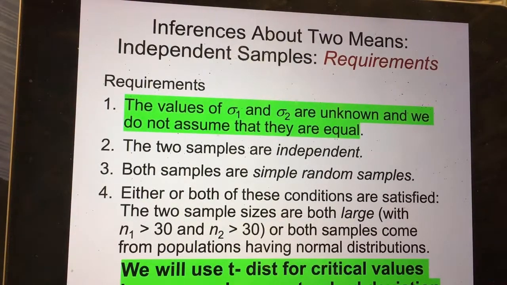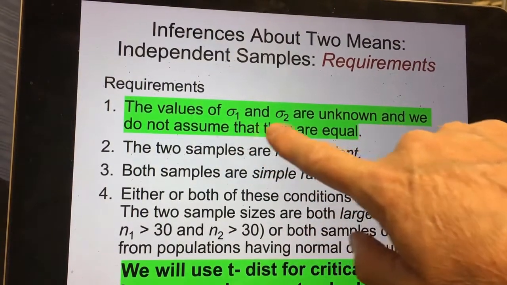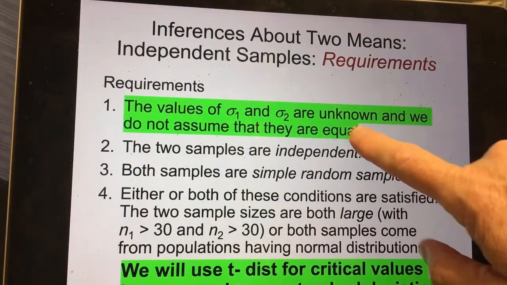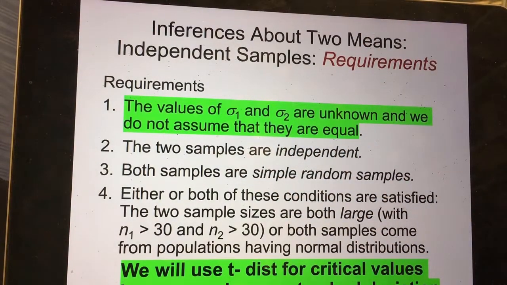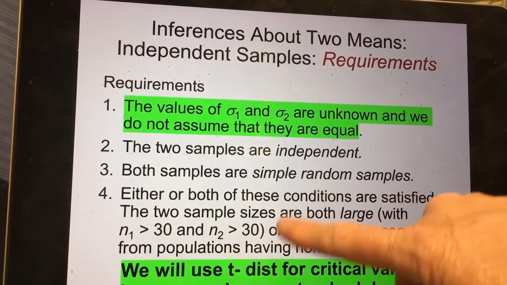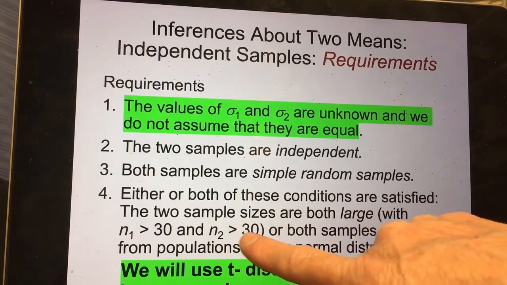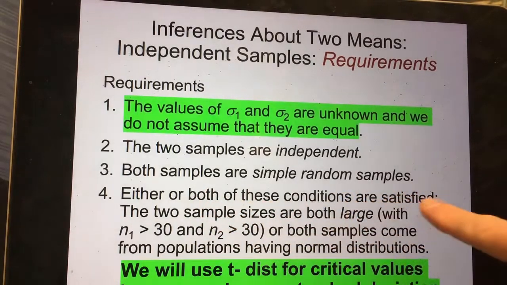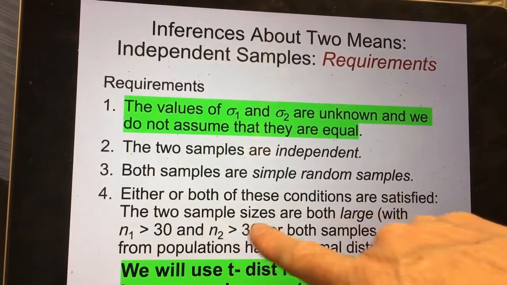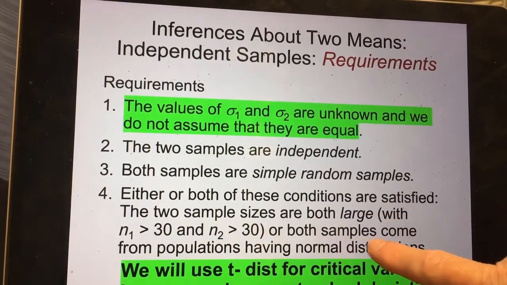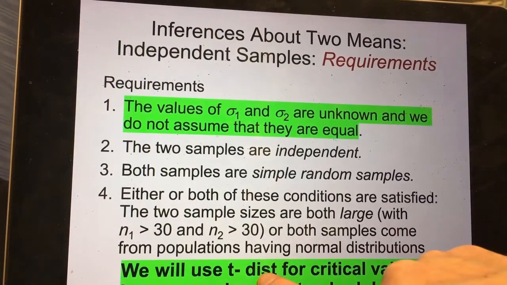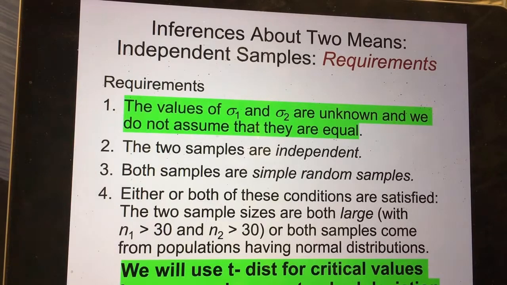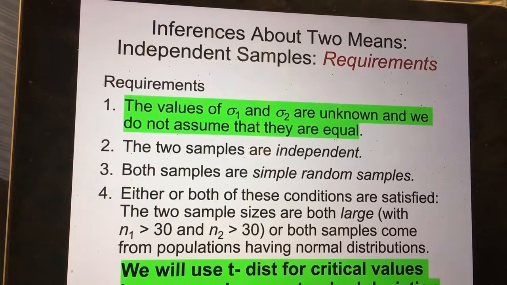All right, so here are the requirements. The values of sigma 1 and sigma 2 are unknown, and we do not assume that they are equal. So that's kind of the start of what we're doing here. The 2 samples are independent, both samples are simple random, and we have normality, or both of these conditions are satisfied. The 2 sample sizes are both large, or we have populations that are both normally distributed. We will use the t-distribution for critical values because we have an unknown standard deviation.